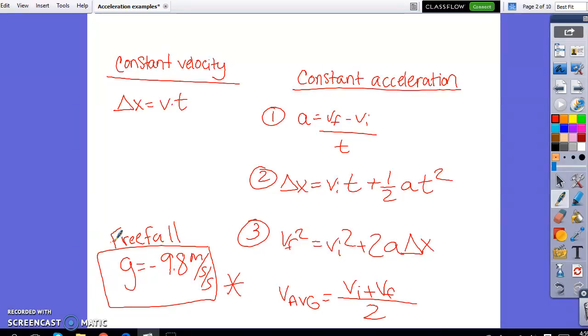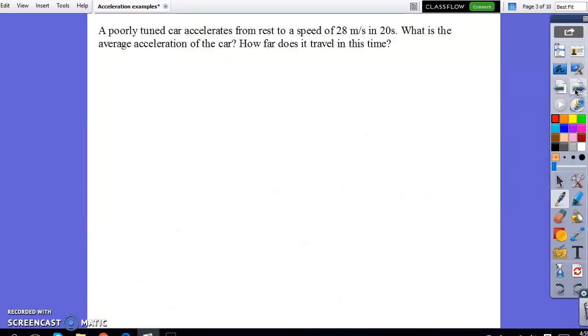These are all of the equations that I have to work with to solve problems. Okay, let's start with this one. A poorly tuned car accelerates from rest, and that "from rest" means something, to a speed of 28 meters per second in 20 seconds. What's the average acceleration of the car? How far does it travel in this time?